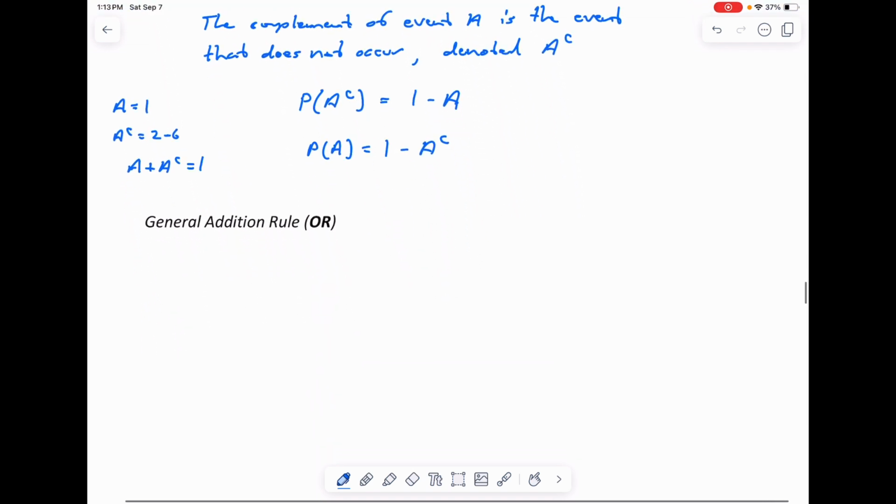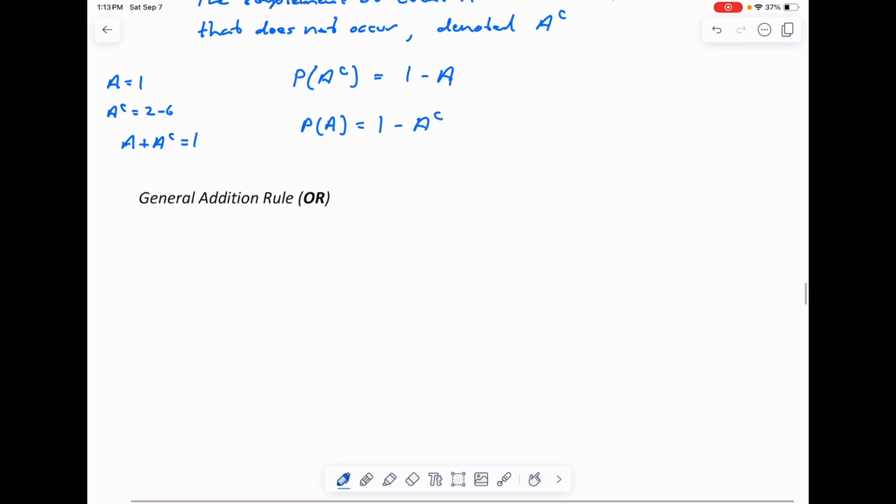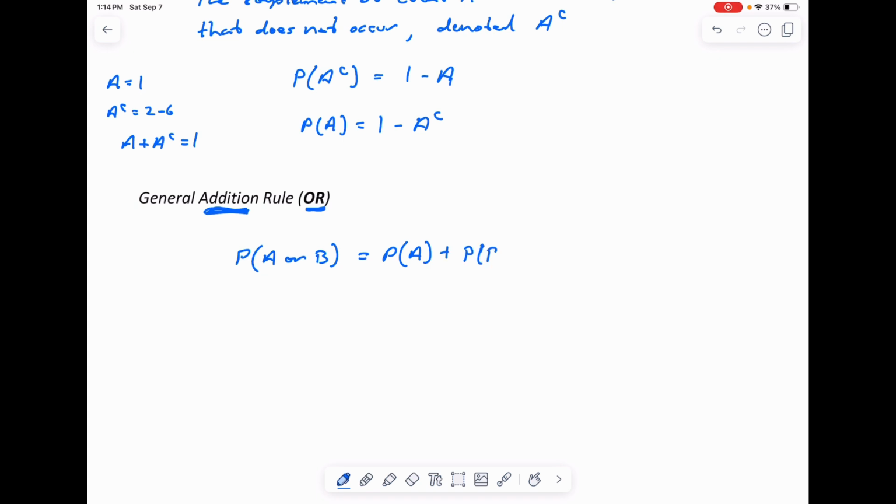Okay, last thing before we get into some more examples is the general addition rule. This deals with the OR situation. Whenever you see OR in probability, just think addition. I want this or this or this: I find the probability of each and add them together. So the probability of A or B is the probability of A plus the probability of B.